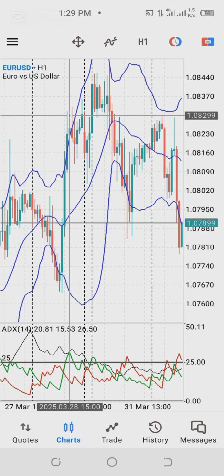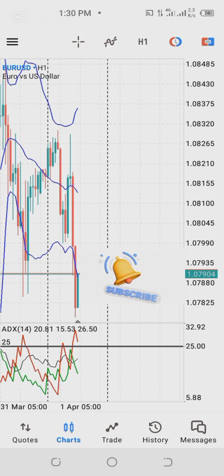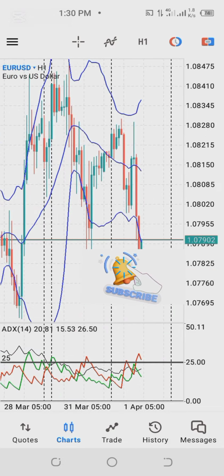But you don't just jump into the trade and say, oh, it's touching the upper Bollinger Band, so it's time to sell, or it's touching the lower Bollinger Band, so it's time to buy. No, there are a few things you need to put into consideration, and that's the essence of this strategy. So now let me explain a buy setup for you.